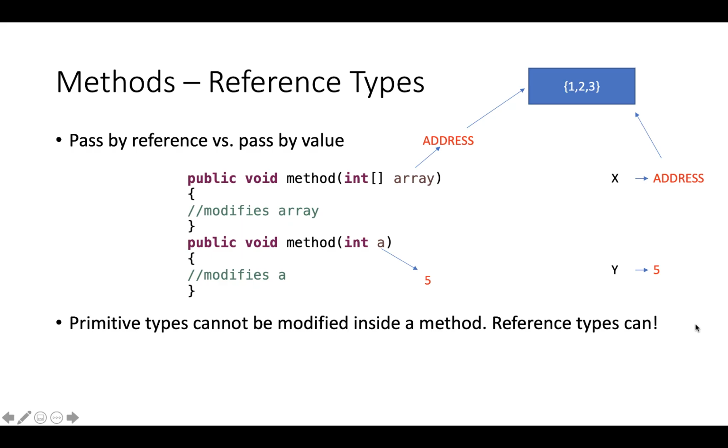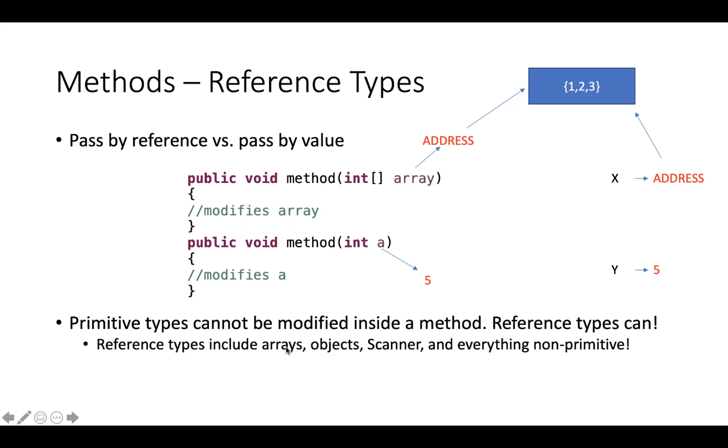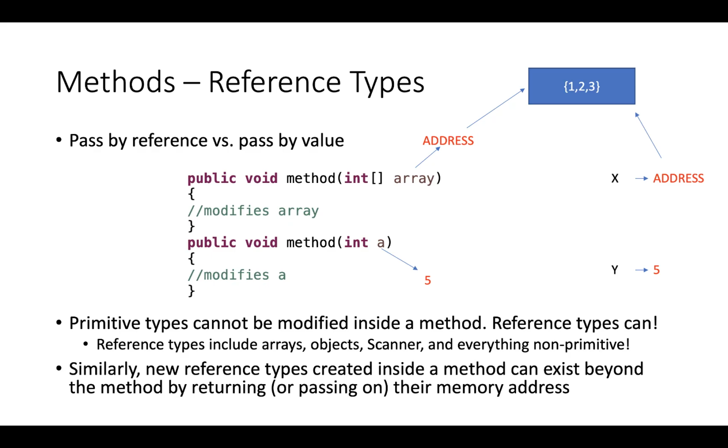Reference types are not limited to arrays, though that is our most common one we've used so far. Reference types include arrays, but also any other object. You could have a dog object, an employee object, a scanner object, and everything else that is not one of those 8 primitive types. It's also worth mentioning that new reference types that you create inside a method can also exist beyond that method. Typically, if you create something inside a method, it has a very limited scope and only exists inside that method. But because you're creating a memory address and then returning a memory address, it can then persist and exist.